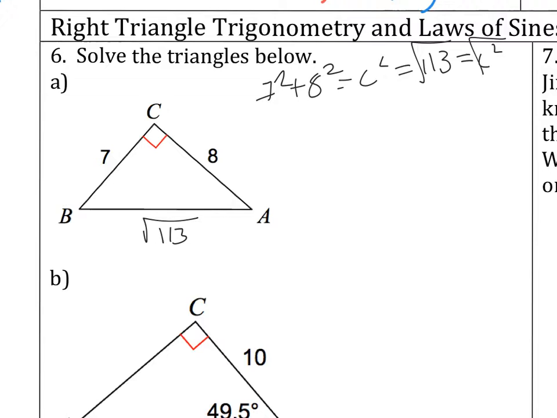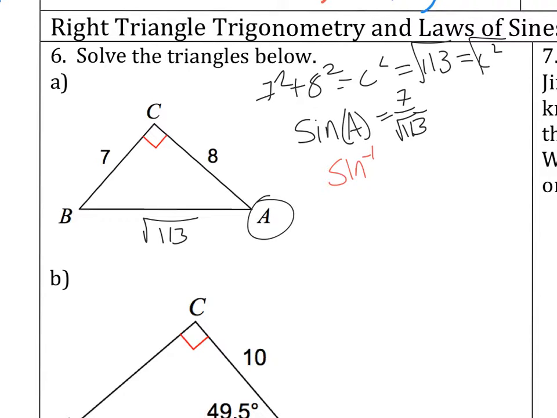Now we need to get some angles. So I'm going to arbitrarily choose A. And I like sine best for some reason, so I'll choose sine. Sine of angle A is equal to 7 divided by the square root of 113. I know that to get an angle, I've got to use an inverse trig function. So sine inverse to both sides, and I get sine inverse of 7 over the square root of 113 is going to be A.